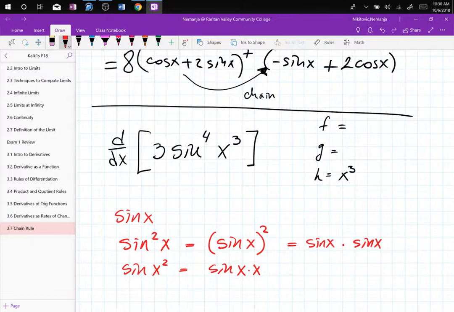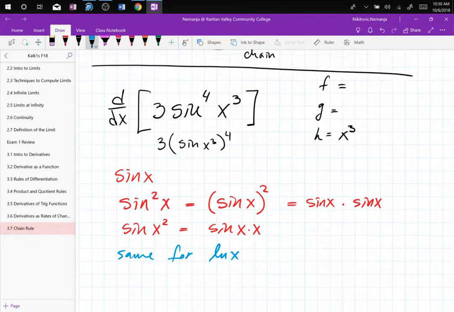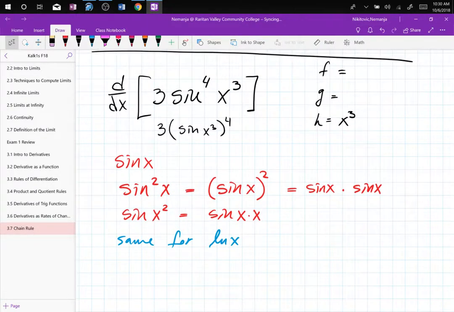So now when you are considering our problem up there, you can see that you can rewrite that problem as 3, open parenthesis, sine of x cubed, to the 4th. And that is the skill that you must have to survive Calc 1, especially Calc 2. And also, the same notation works for ln. So I'll write that in blue. Same for ln x, because that's coming up later today.